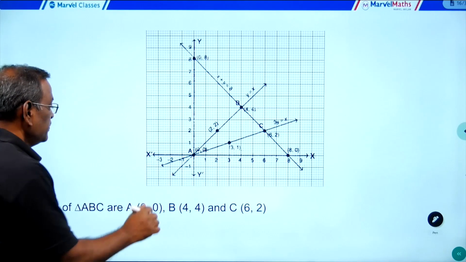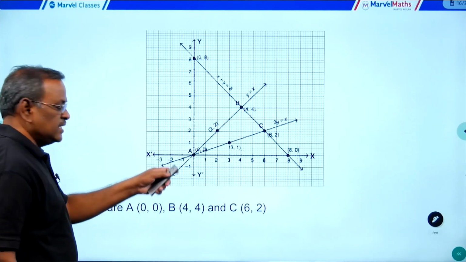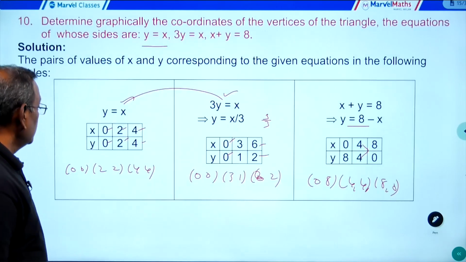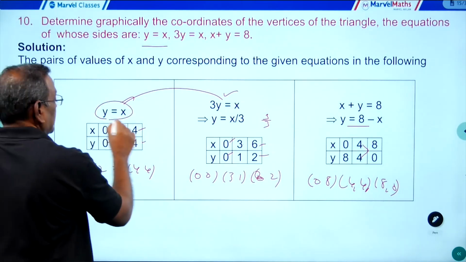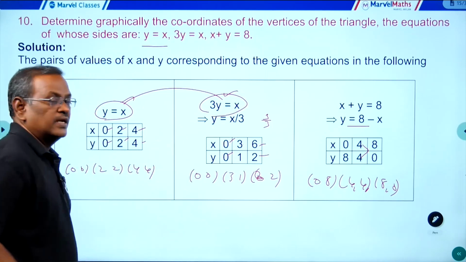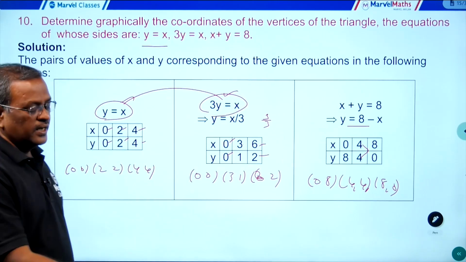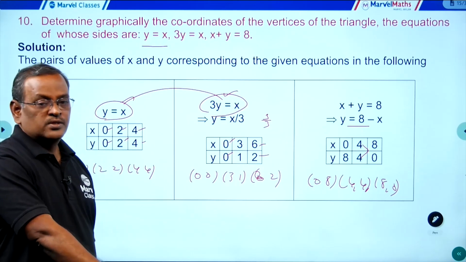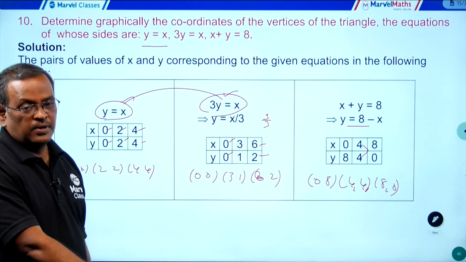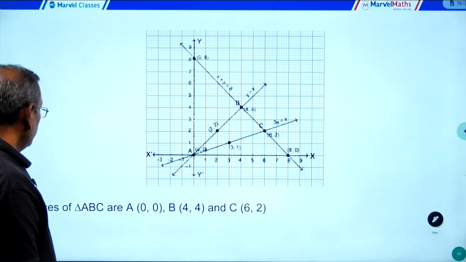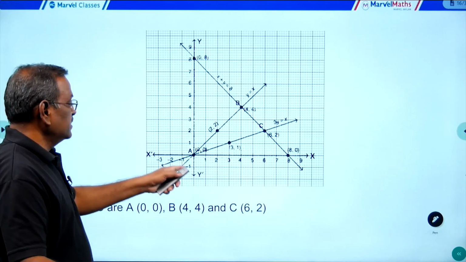But here, 2 lines pass through the origin. What is the reason for 2 lines passing through the origin? Because the first line and second line have no constant term. Whenever a linear equation or quadratic equation has no constant term, it always passes through the origin. If you plot all the 9 points, you will get the graph like this.